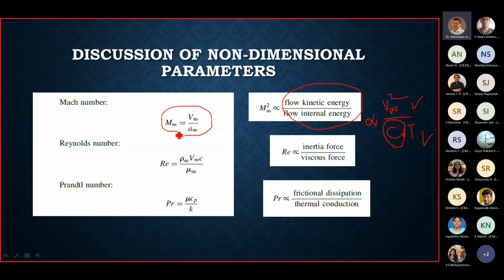Reynolds number, as you all know very well from fluid mechanics, represents the ratio of inertia force to viscous force. And then there is this Prandtl number, mu Cp by K. I pause for a minute, but I wait for an answer from you. Have you come across Prandtl number earlier, anywhere, in any course?